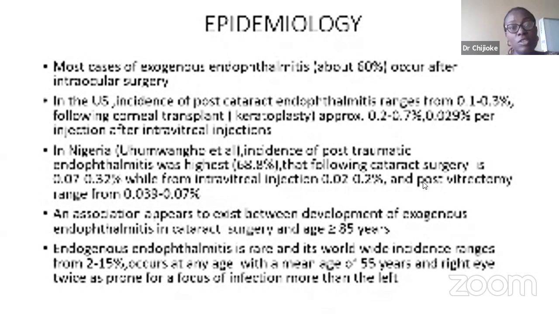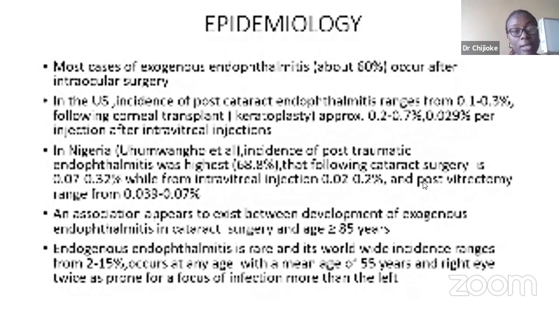Most cases of exogenous endophthalmitis, about 60%, occur after intraocular surgery, most times cataract surgery. In the US, the incidence of post-cataract endophthalmitis ranges from 0.1 to 0.3%. And following corneal transplant keratoplasty, approximately 0.2 to 0.7%, and 0.029% per injection after intravitreal injections.